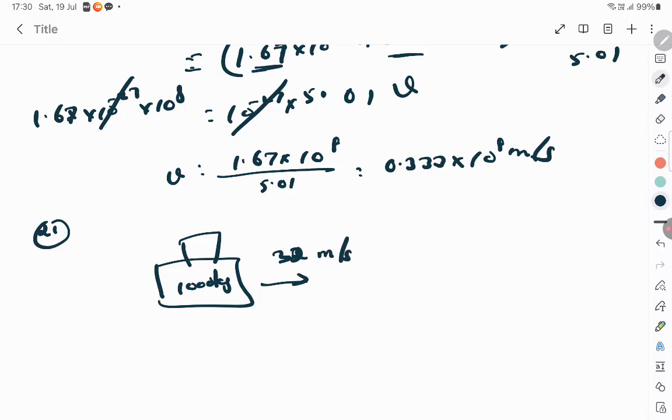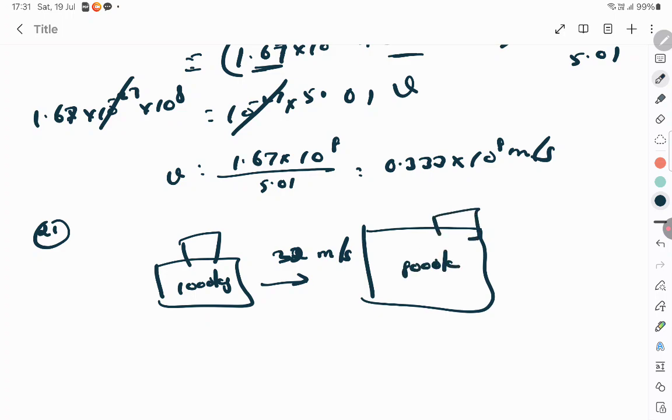A 1000 kg car moving at 32 meter per second dashes into the rear of a truck. This is going to dash on the rear of a bigger truck, and the mass of this is 8,000 kg. The rear end is this, where the driver sits. They both are moving in the same direction.